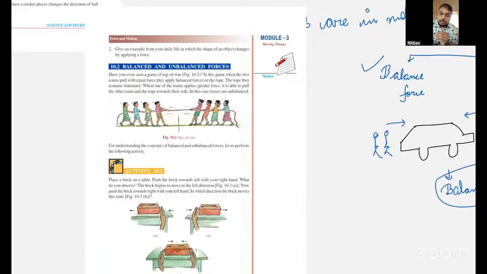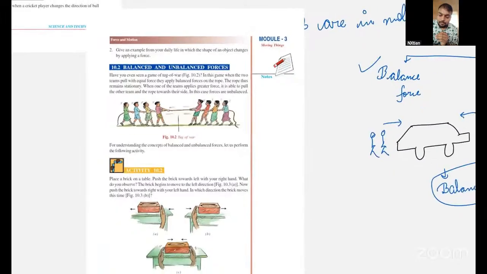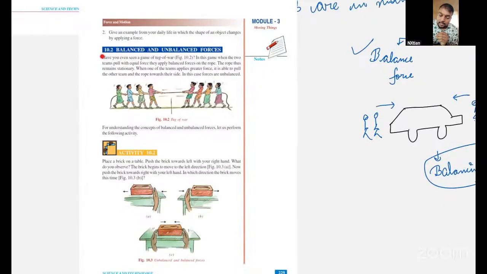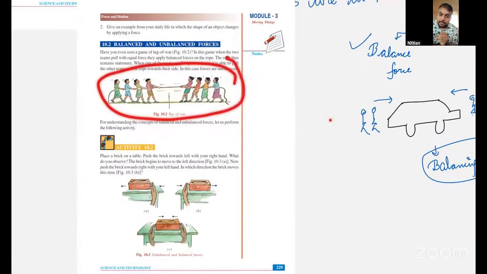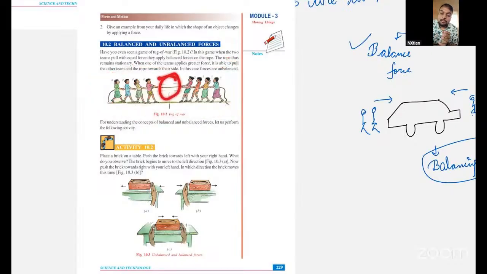No? Agatha, can you hear me? Can you explain balanced force once again in one line? This is the balanced force example in which they all are pulling with the same strength and same force. They are doing their force part, but the rope is not moving. This is called balanced.